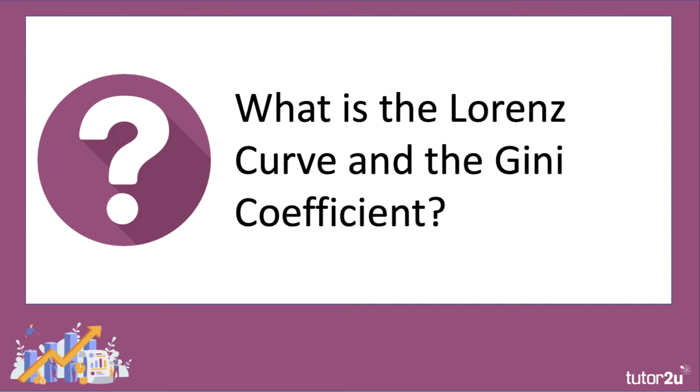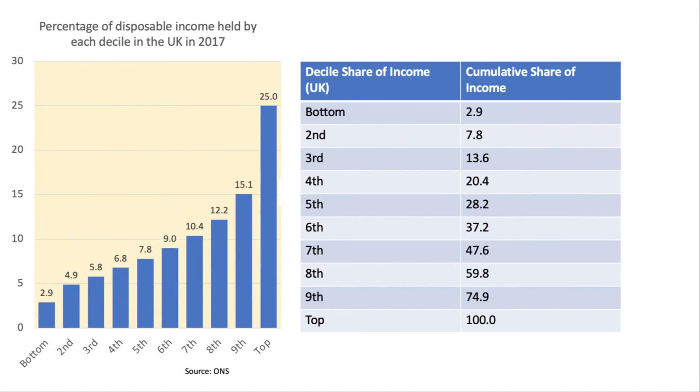Let's just spend a couple of minutes again recapping, revising, going over the Lorenz curve and the Gini coefficient. I want to start with some data for the UK which shows the percentage of disposable income held by each decile in the UK in 2017. On the left-hand side, we arrange households according to the income decile to which they belong. So the bottom decile is the poorest 10%, and they only have 2.9% of income. The second decile have 4.9% of income.